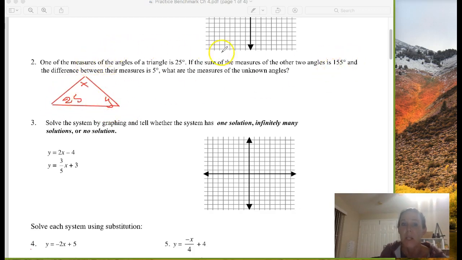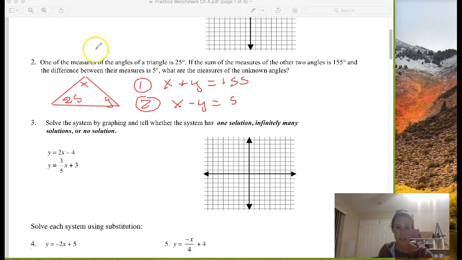Okay, so if you know the sum of the measures of the other two angles is 155 and you know their difference is 5, what are the measures of the unknown angles? So let x be one unknown angle and y be the other. You're given two equations here. You're given that the sum of these two guys is going to be 155 and then you're given the difference. The difference between them, subtract them, is 5. Okay, so now you've got a system of equations and you know they should add up to be 180. Let's see if we can figure out x and y.